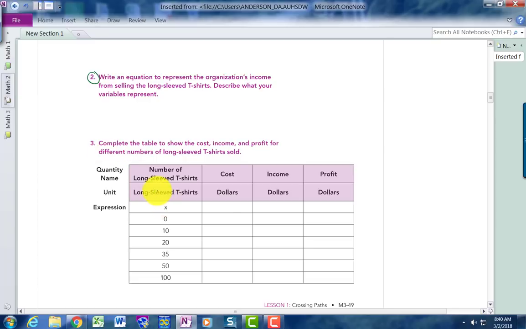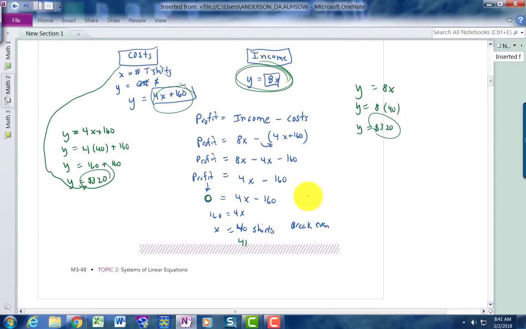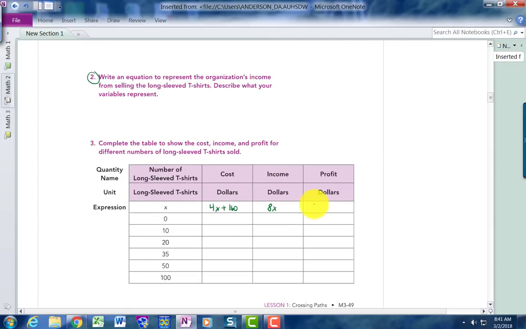We know that our break even was 40 shirts, but they're showing different values of the number of shirts here. So we got x is the number of t-shirts. And remember that your cost function was 4x plus 160. So you got to plug that one in there. And then your income function was 8x. And then remember your profit was the two of those subtracted from each other. So if I go back up here, we found that our profit was 4x minus 160. So you're going to plug that one right in here.